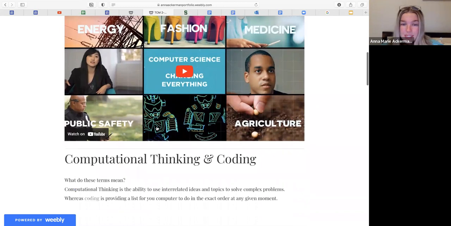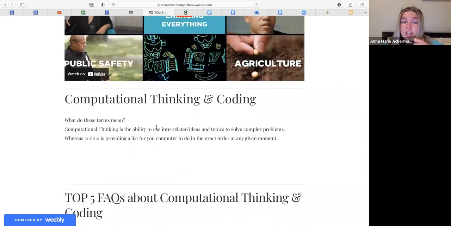It's about 6 minutes. So computational thinking is the ability to use interrelated ideas to solve topics and complex problems. Whereas coding is providing a list for a computer to do in the exact order at any given moment. So it's kind of like an algorithm.